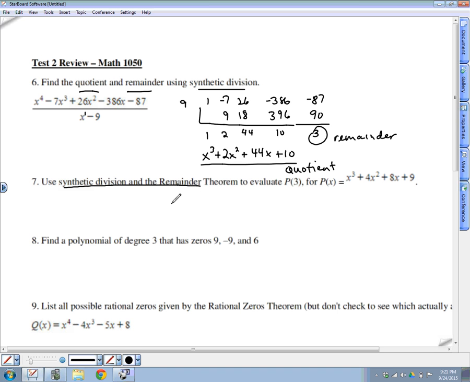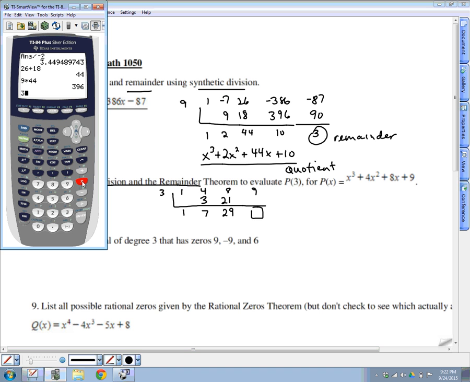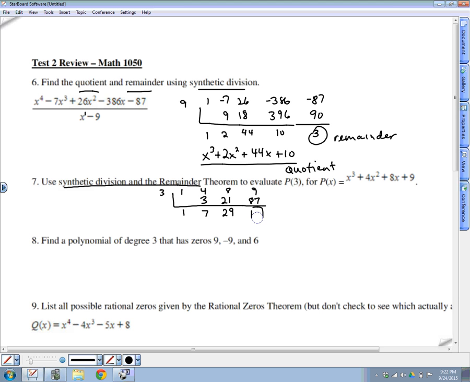Now, the remainder theorem, well, let's first start with synthetic division here. 1, 4, 8, and 9. And when we're using the remainder theorem to evaluate a polynomial, you actually use this value here. The remainder theorem states that whatever value you get as the remainder, that's what you would get if you plug this number into the polynomial. So, let's see what we get. Three times 29, let's see, it's going to be 87, better check that. And 9 plus 87 is 96. So the polynomial evaluated when x is 3 is equal to 96.